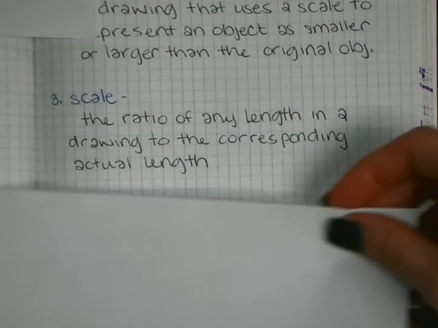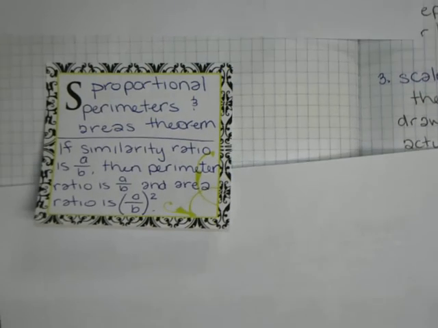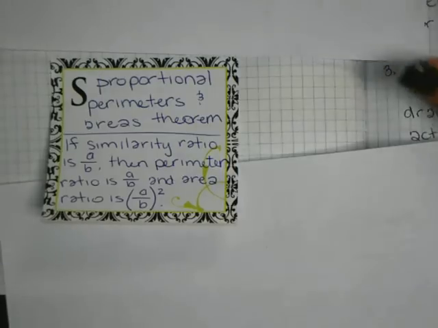All right. And then our theorem, I'm going to move to the left. We have a theorem that's called the proportional perimeters and area theorem. So if you need to push pause, go ahead and write all this down. If you don't have a Post-it note, that's fine. You can write it directly onto your comp book and then push play when you're ready to go.